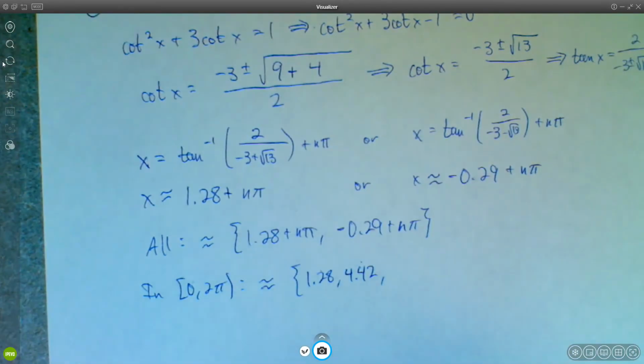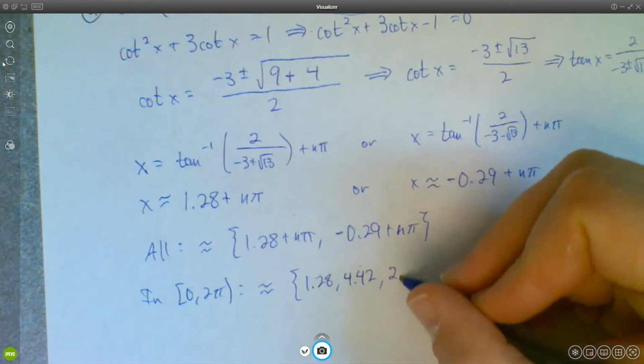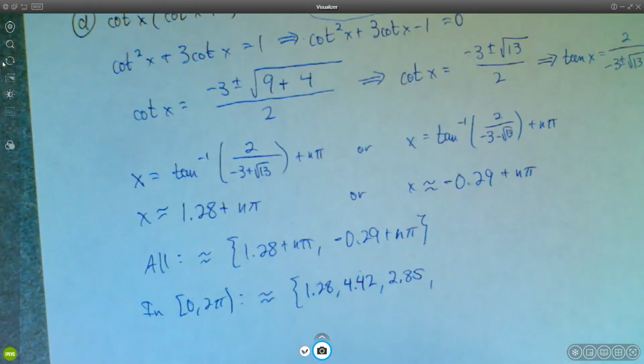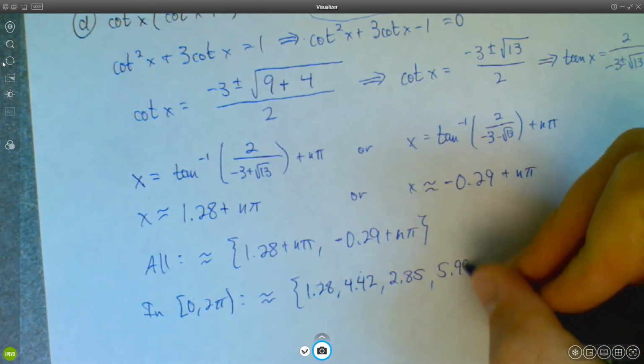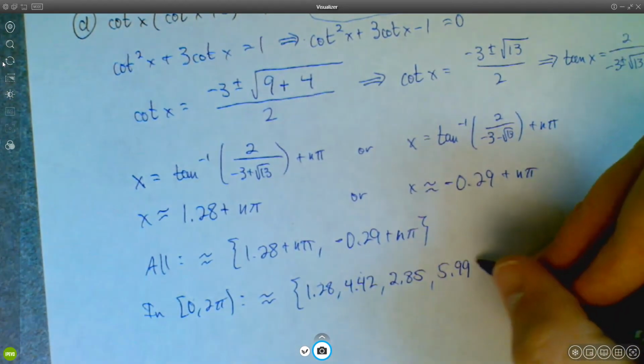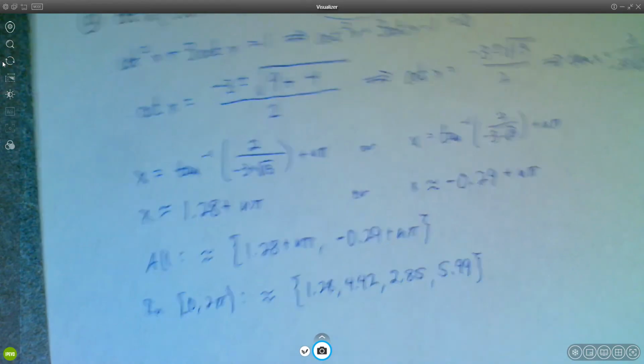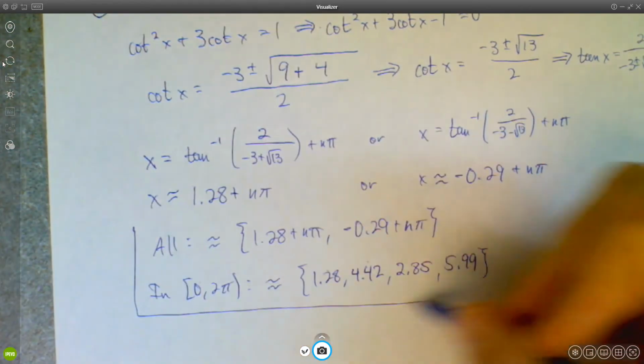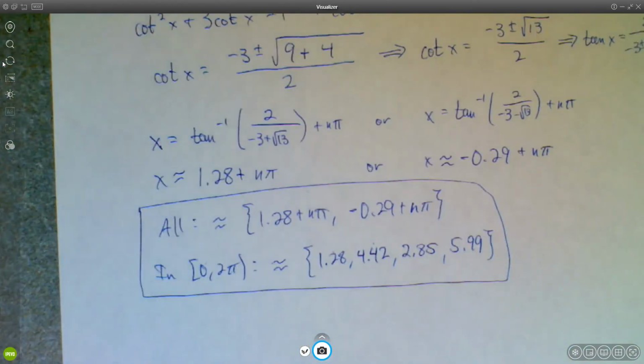If I plug in 1, negative 0.29 plus pi is 2.85 approximately. And if I plug in 2 for n, then I get about 5.99. If I plug in 3 for n, that's going to be too much. Okay, so I get 4 solutions that live between 0 and 2 pi for that particular problem.